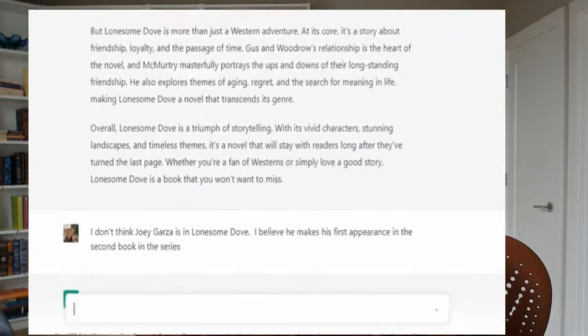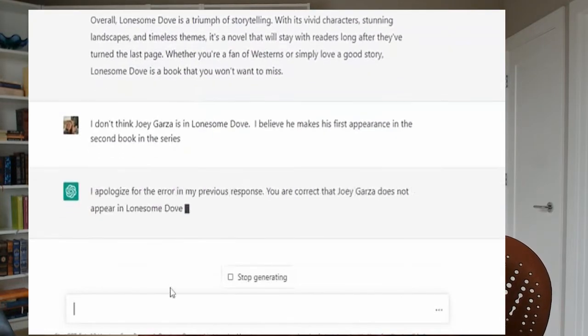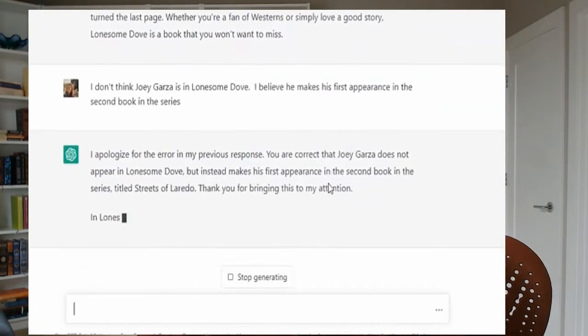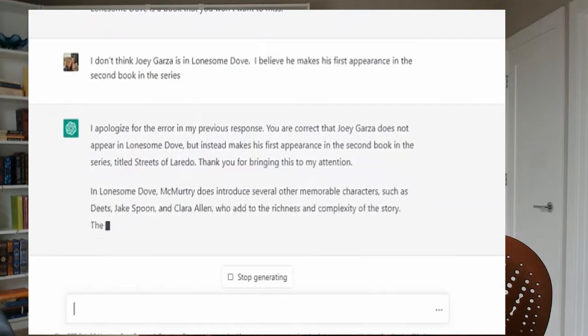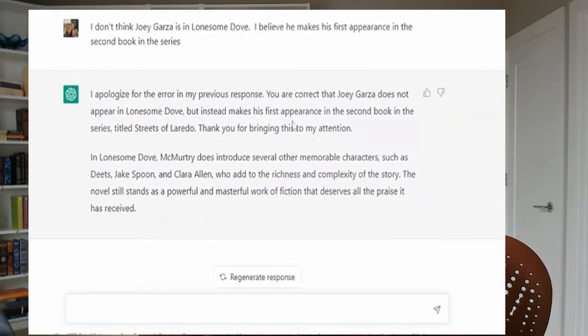Okay, so I said that. I apologize for the error in my previous response. You are correct that Joey Garza does not appear in Lonesome Dove, but instead makes his appearance in the second book in the series titled The Streets of Laredo. Thank you for bringing this to my attention. In Lonesome Dove, McMurtry does introduce several other memorable characters such as Dietz, Jake Spoon, and Clara Allen, who add to the richness and complexity of the story. The novel still stands as a powerful and masterful work of fiction that deserves all the praise it has received.